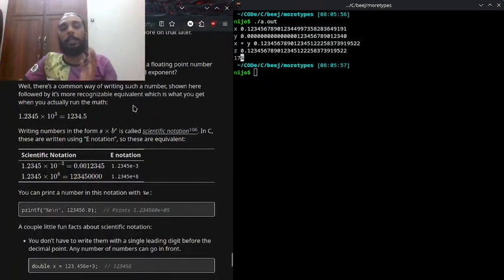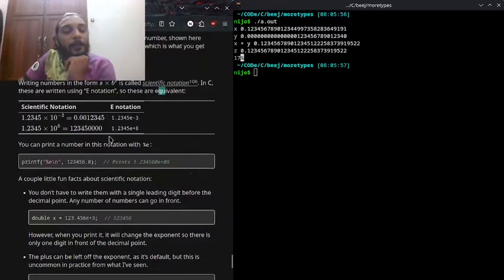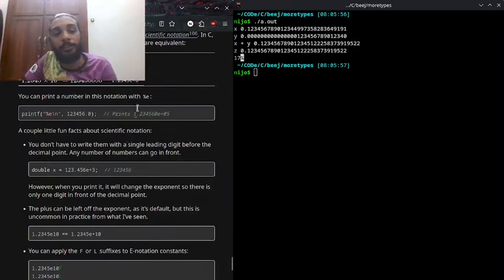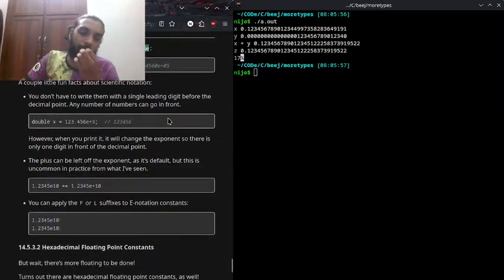Scientific notation. Remember earlier when we talked about how a floating point number can be represented by a significand, base, and exponent? Well, there's a common way of writing such a number shown here, followed by its more recognizable equivalent, which is what you get when you actually run the math. Writing numbers in the form s times b raised to e is called scientific notation. In C, these are written using the e notation, so these are equivalent. You can print a number in this notation with the %e format specifier.